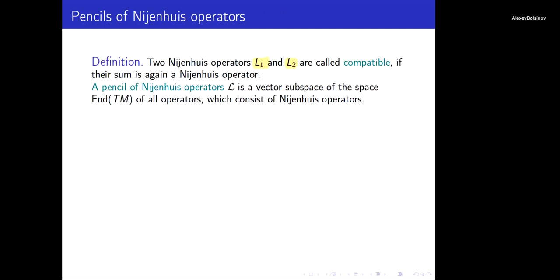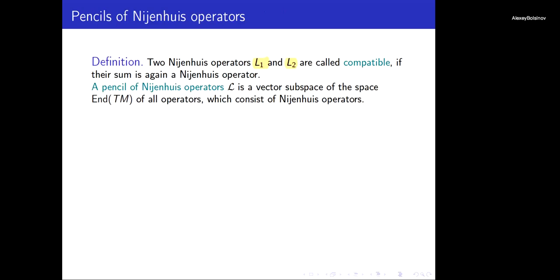This situation has already been discussed in our course. So if we have two Nijenhuis operators which are compatible, we can consider their sum, which is still a Nijenhuis operator. But it follows immediately from this that any linear combination with constant coefficients is still Nijenhuis.